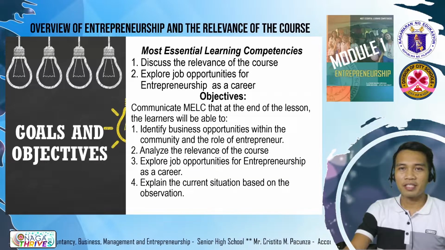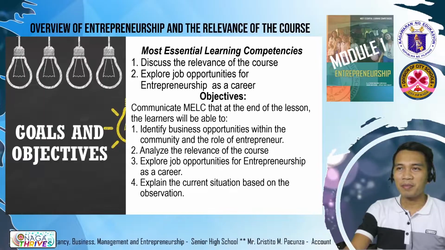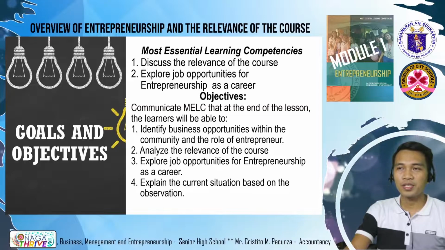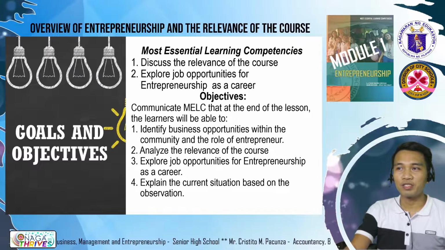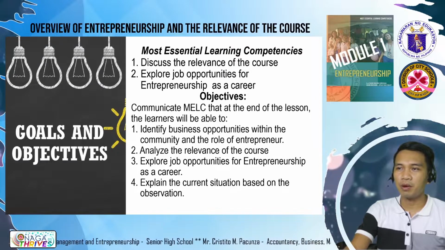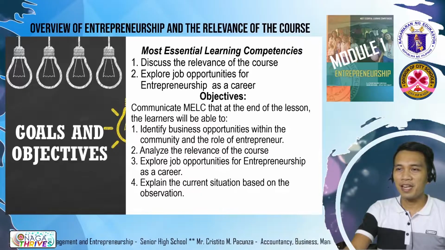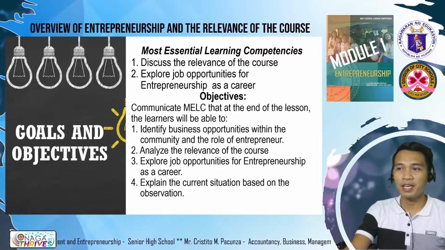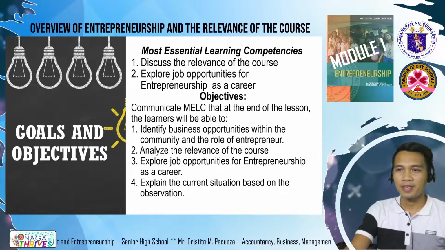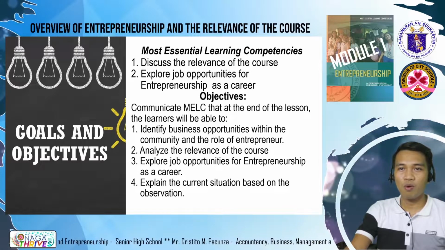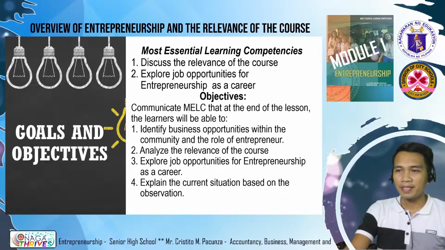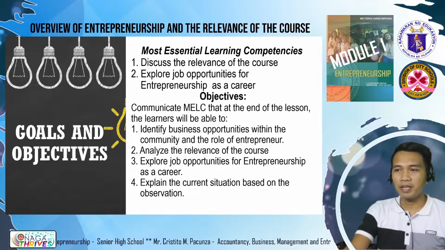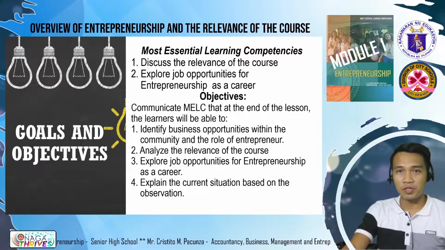For the goals and objectives for this morning, taken from the most essential learning competencies, we'll discuss the relevance of your course and explore job opportunities for entrepreneurship as a career. For the objectives, at the end of this lesson, you will be able to identify business opportunities within the community in the role of entrepreneurship. Second, to analyze the relevance of the course. Third, explore job opportunities for entrepreneurship as a career. Then fourth, explain the current situation based on the observation.